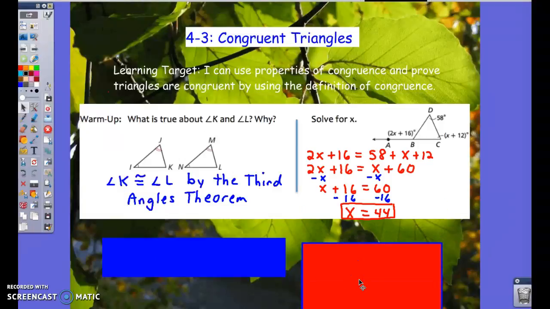What we have is an exterior angle shown right here, and it's equal to the sum of this remote interior angle along with this remote interior angle. So hopefully those are pretty easy.